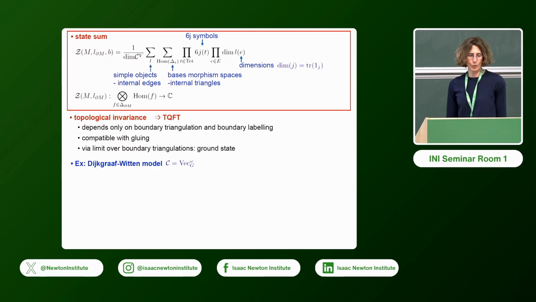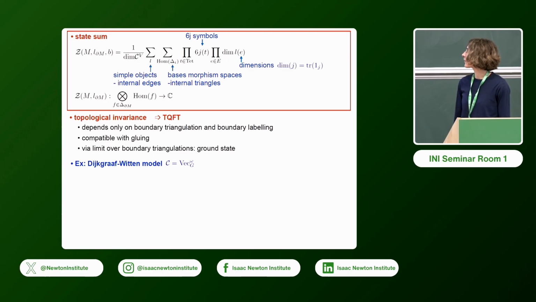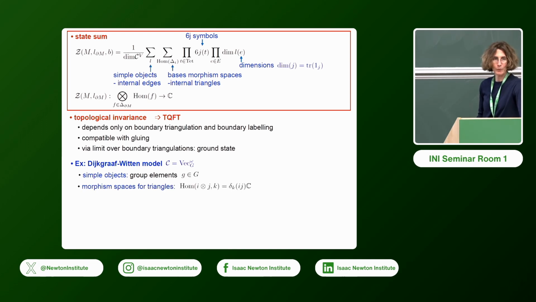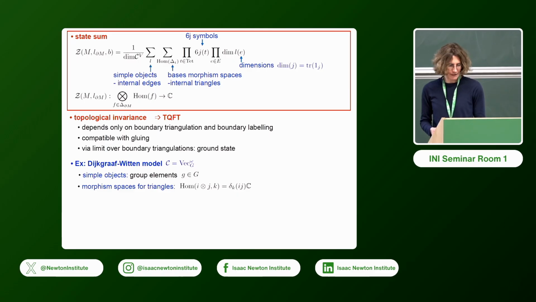So here I wanted to show it with a simple example. We take as a spherical fusion category the category of vector spaces graded by a finite group G and with a cocycle omega. Then the simple objects are just the group elements of the group, so we label the edges now with group elements. And the morphism spaces are largely trivial, so they're either the complex numbers or they're just zero. Which of the two depends on whether the ordered product of the group elements is 1 or not.